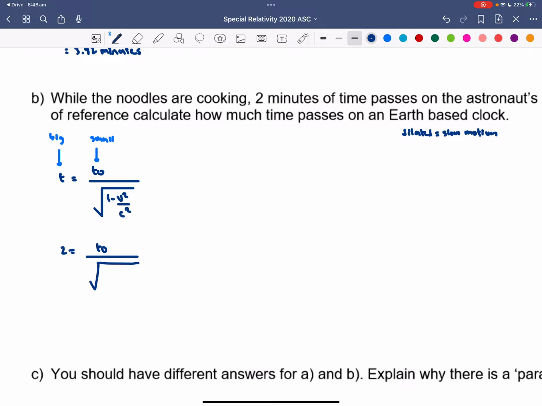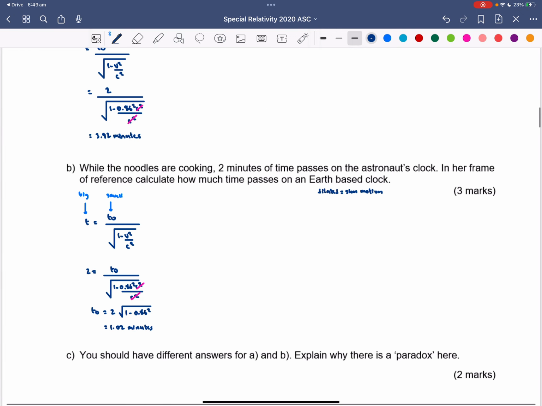So T0 over root 1 take 0.86 squared, c squared over c squared. Obviously, c squared again crosses out. So really, we just have to bring that root to the other side. So T0 is 2 root 1 take 0.86 squared. Cool. That gives us a time of 1.02 minutes. Nice question. You have to remember time passes more slowly on the Earth-based clock.